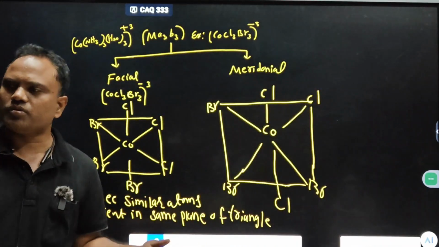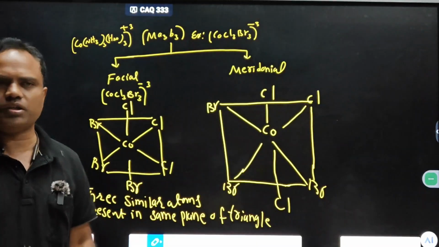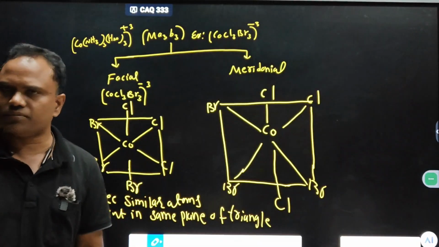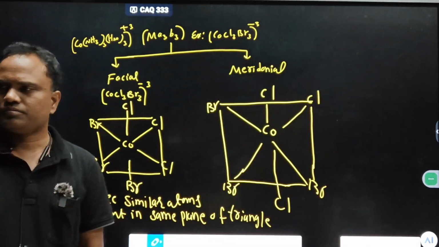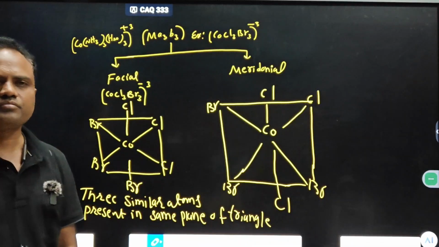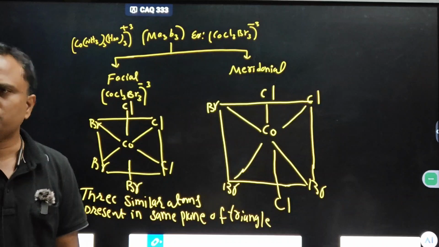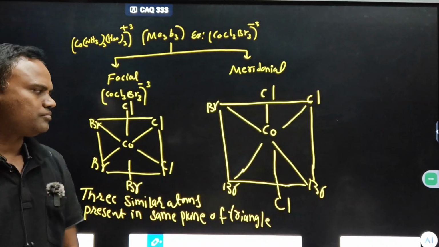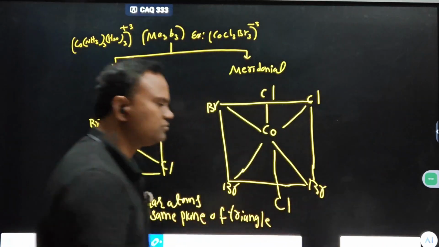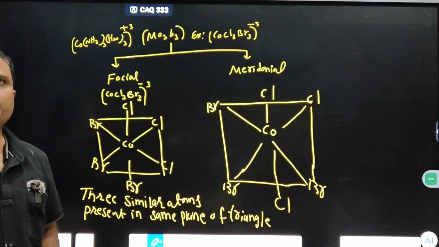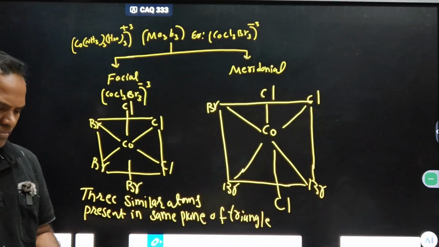How will the question come? Which of the following exhibit facial and meridional? MA3B3 category. That is enough. Right, next. MABCDEF category. Will it show? Yes. Next, keep reading. Optical isomerism.